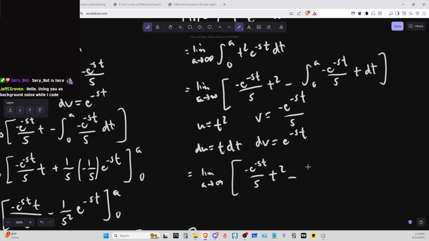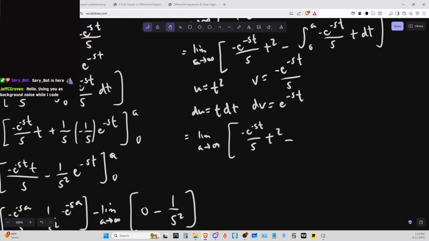Squared. And now I think we're going to do integration by parts again. So I think we're going to have to do the simple approach, which is u equals t and then dv. Yeah, because that becomes 1.